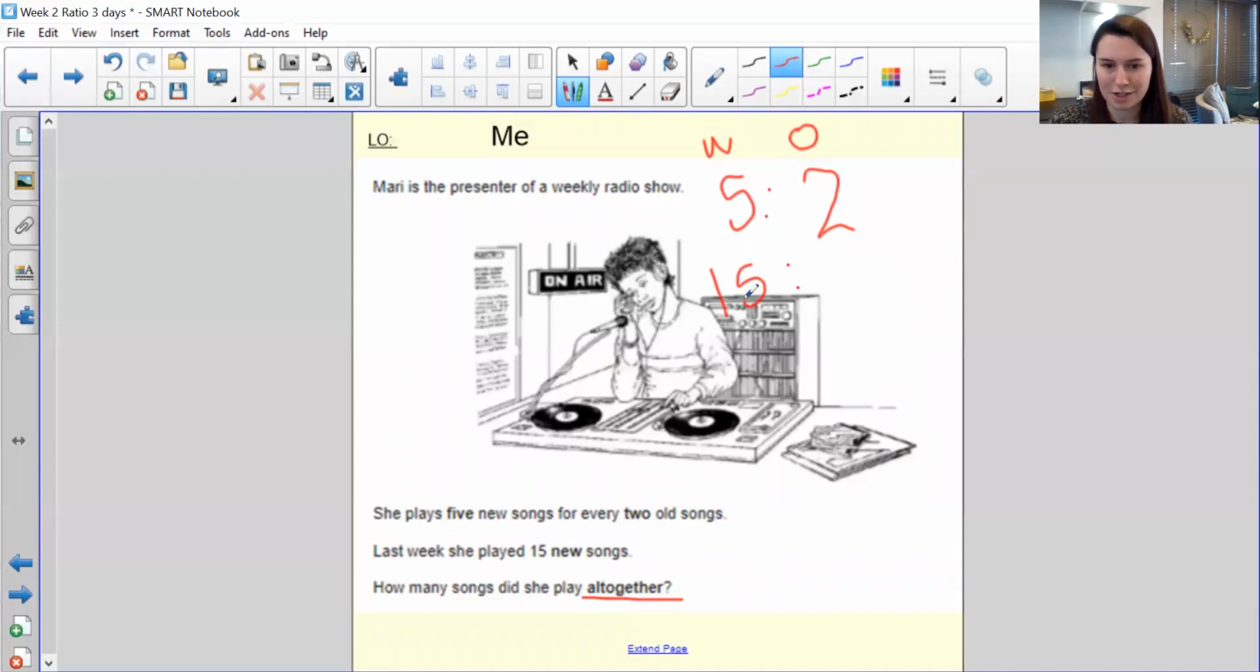Now, a bit of a trick question, because the questions we've seen naturally would say, well, we find our multiple there, 5 times 3 is 15, and therefore 2 times 3 would be 6 old songs, but actually it hasn't asked you how many old songs, it's asked you how many songs in total. So I need to take my 15 and my 6 to give me 21 songs in total.